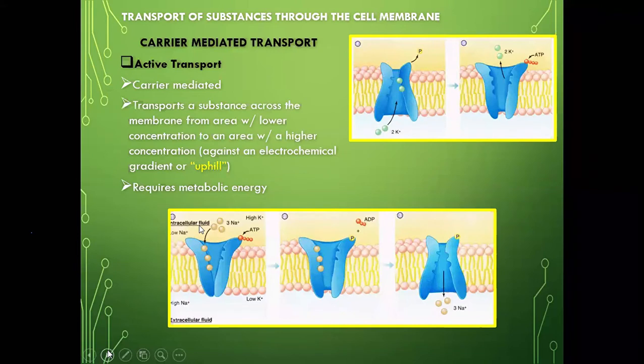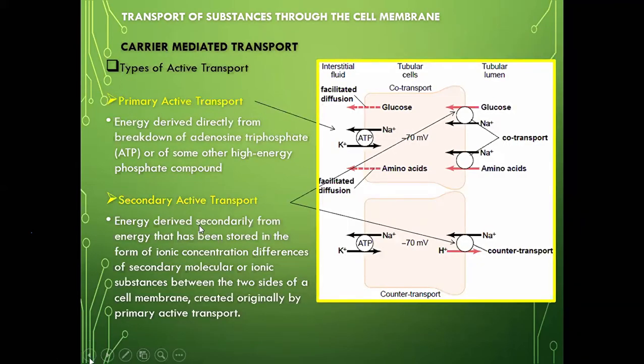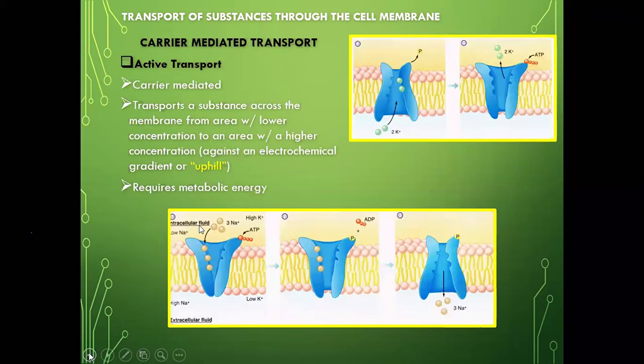In active transport, it is still carrier mediated. But it transports a substance across the membrane from an area with lower concentration to an area with higher concentration against an electrochemical gradient, or it is transporting uphill, okay? Requires metabolic energy. High potassium.